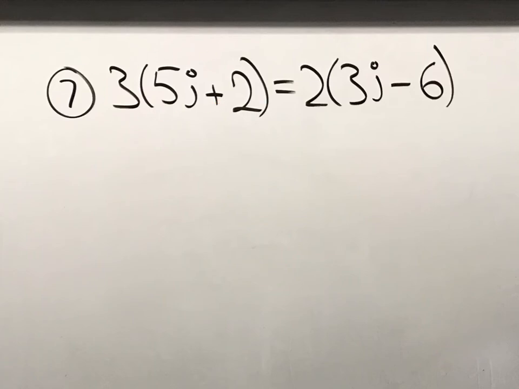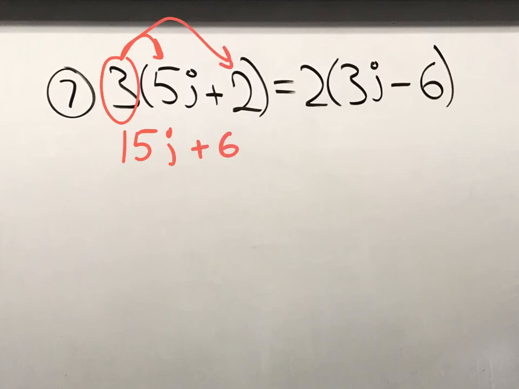Yes, there's distributive property. So let's take that 3, distribute it. 3 times 5j is 15j, and 3 times 2 is positive 6. So we've simplified the left side. There's nothing else to do. You can't add these guys because this is a j and this is a number, so you can't add letters with numbers. So let's now look at the right side and simplify the right side.